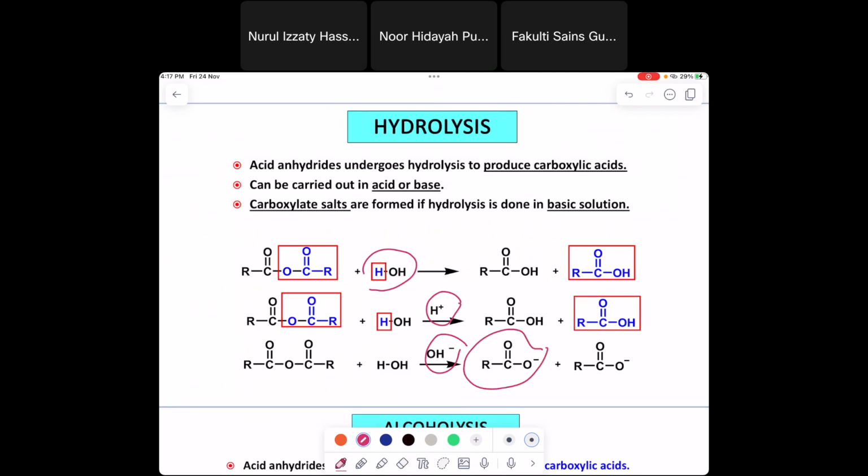Tapi once carboxylate kita nak keluarkan dia, we have to add acid juga kan. Sebab itulah dalam table tu tadi kita nampak dia acid saja kan. Sebab how do you get carboxylate out from water kan? Of course you have to work out with acid.